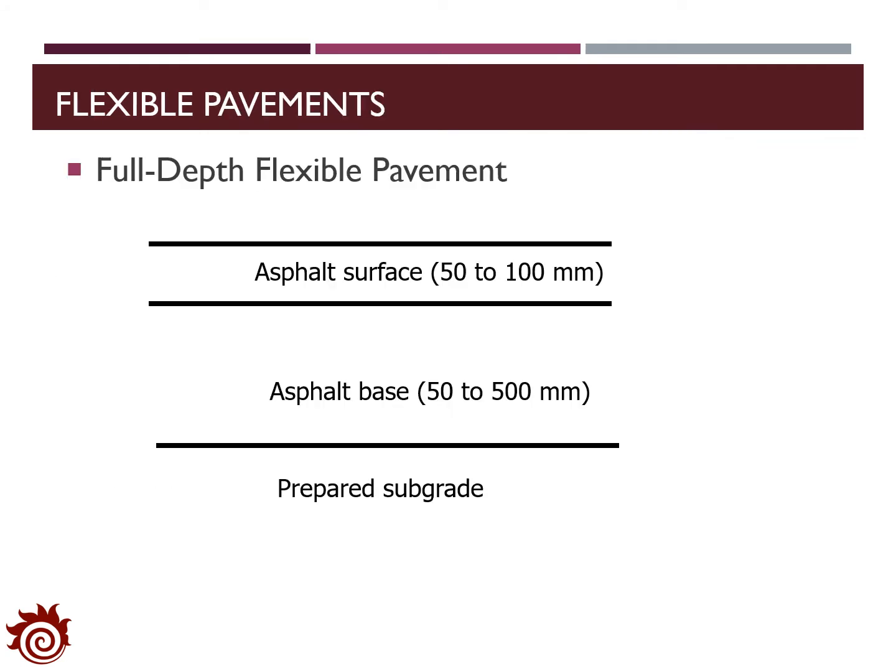This figure demonstrates the structure of the full-depth flexible pavement. Different from the conventional flexible pavement, which has granular base and subbase, the full-depth flexible pavement only contains an asphalt base and an asphalt surface. The depth of the asphalt base varies from 50 to 500 millimeters. For asphalt surfaces, it varies from 50 to 100 millimeters. This kind of structure is usually applied in aggregate-poor regions, but it's not quite common in Canada, so it's not widely implemented in Ontario either.